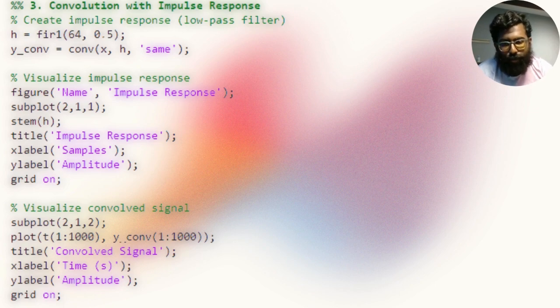Following this, we visualize the convolve signal by arranging it in the subplot. Then we declare a function plot using the time value from 1 until 1000 data points and also the yconv value from 1 until the 1000. And then we set the title to be convolve signal following the x label and y label to be time, seconds, and amplitude. Then we enable the grid.